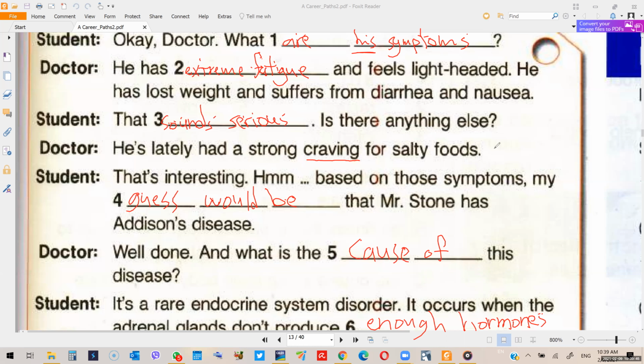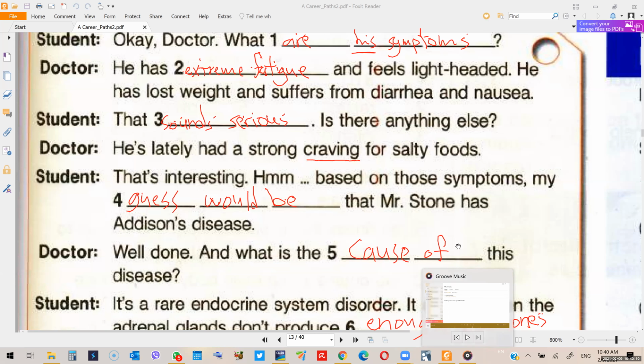Good. Now, let's finish this conversation. Very good. How is this disease treated? Since it's a chronic disease, treatment will be lifelong. It involves regular steroid replacement therapy. Right again. You're doing well, David. Let's move on to the next case.